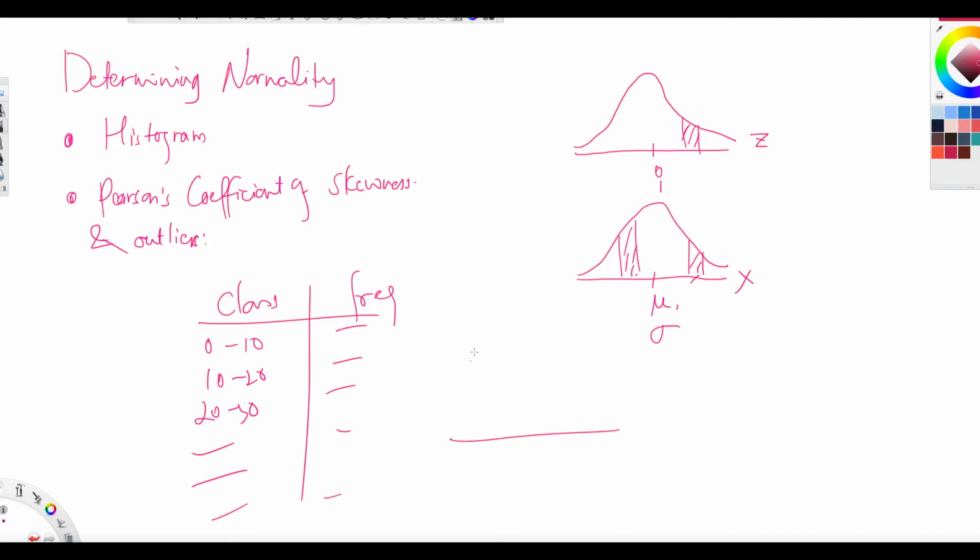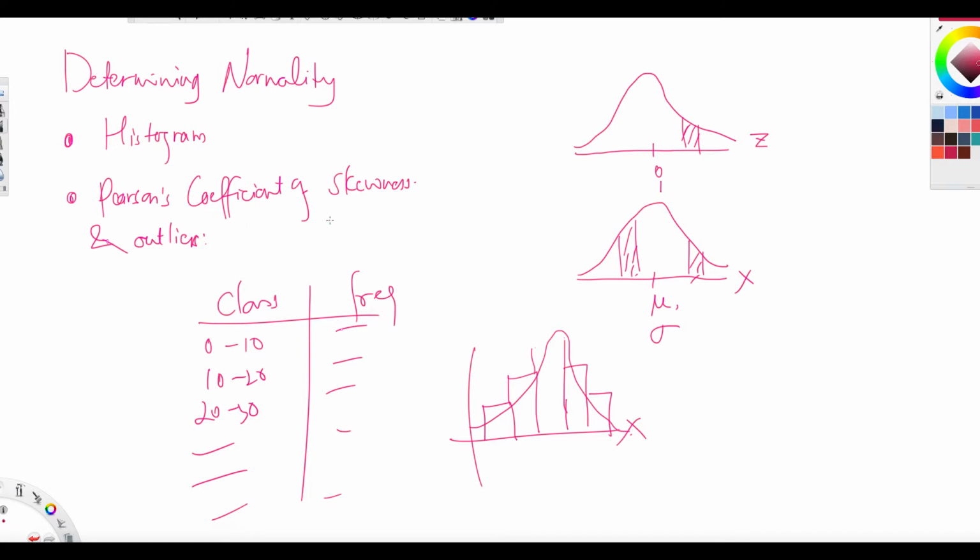Based on that, you draw the histogram: 0 to 10, 10 to 20, 20 to 30, 30 to 40, 40 to 50, and so on. And then you look at whether the histogram is bell-shaped. If it is, then we say that this is normally distributed. This is the simplest way, but you need to draw the graph for this. But there is another mathematical way to find out the normality of the data, which is called the Pearson's coefficient of skewness. There are many other methods, but we will discuss only this one here.